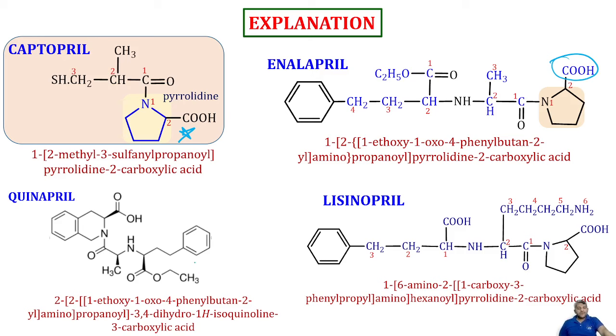Quinapril has a typical structure containing a phenylbutane chain as well as one benzene ring, and an isoquinoline ring is present in quinapril. So this is your isoquinoline ring, and this is your benzene ring. Whereas lisinopril also has a typical structure containing one phenyl ring as well as one pyrrolidine ring, and there is a straight carbon chain of 6 carbons. So this is the typical representation of lisinopril.